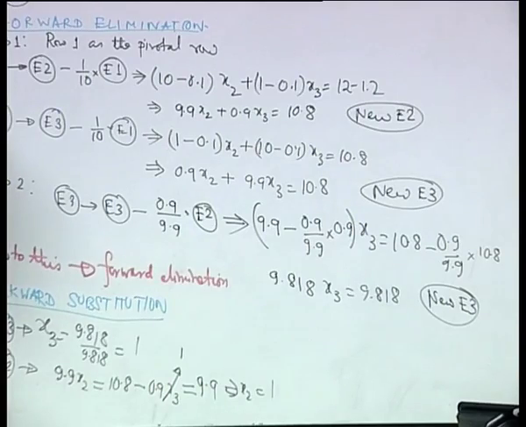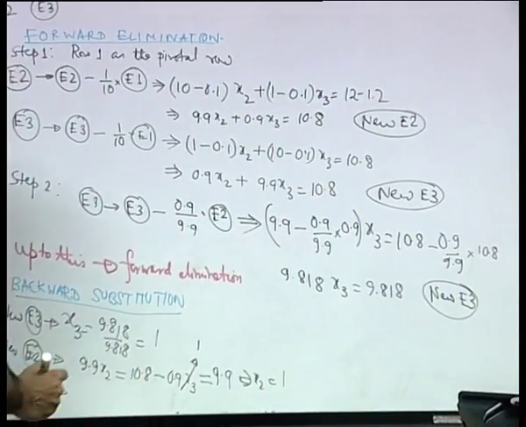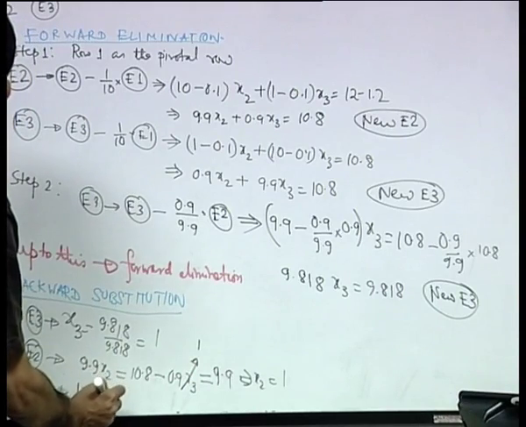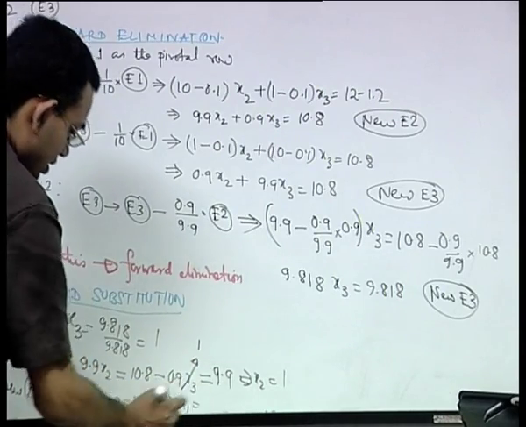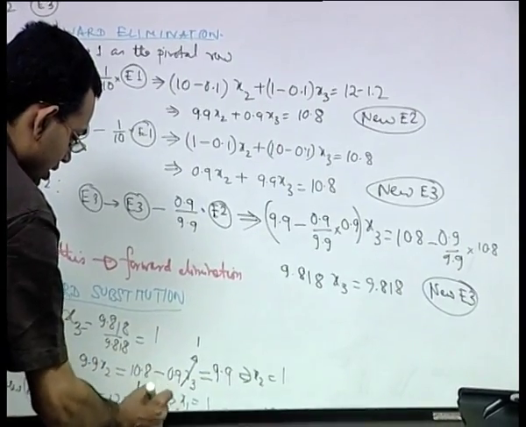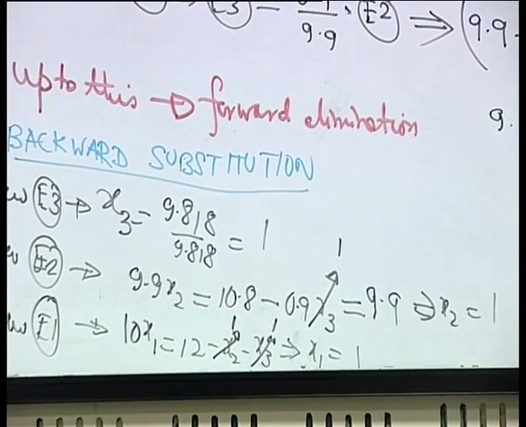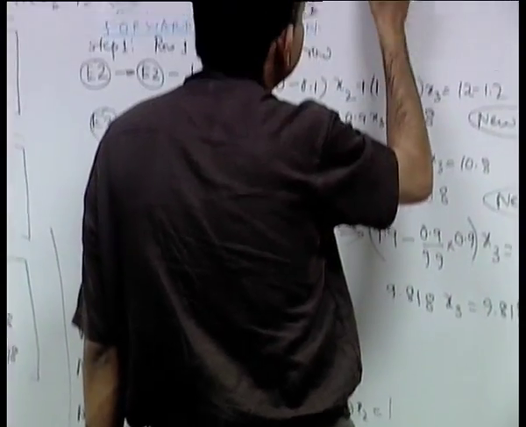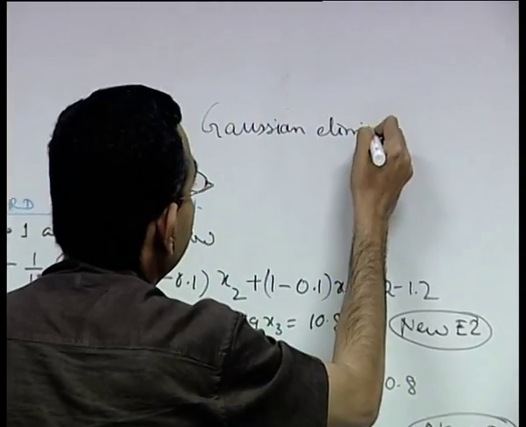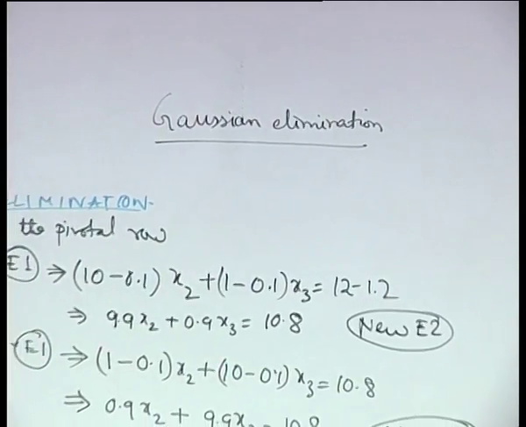And from new E 1 which is same as the old E 1 of course, you have 10 x 1 is equal to 12 minus x 2 minus x 3, that means x 1 is 1 because both x 2 and x 3 are 1. So, this is an example just to illustrate how the Gaussian elimination method works. We will later on see whether it will work for all cases or not.